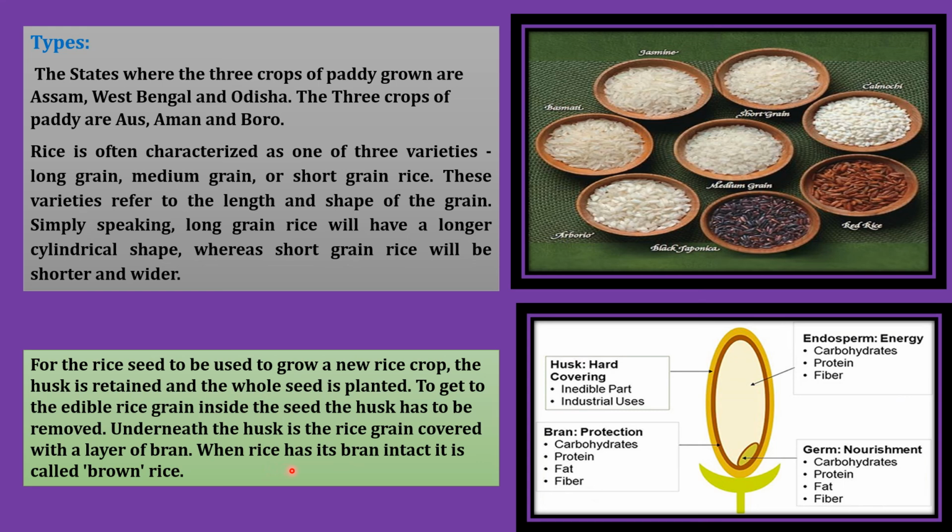When rice has its bran intact, it is called brown rice. This is also a very common word now. Brown rice. Actually, what is brown rice? This is the definition of brown rice. When rice has its bran intact, meaning with bran, the rice is called brown rice.